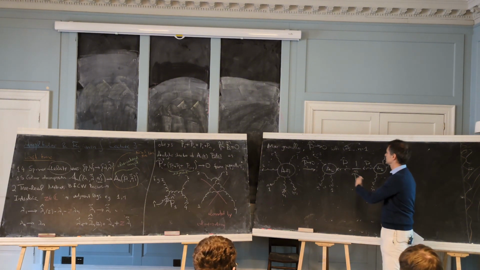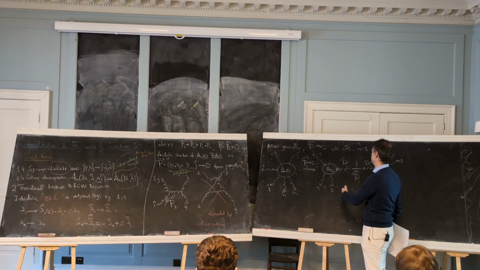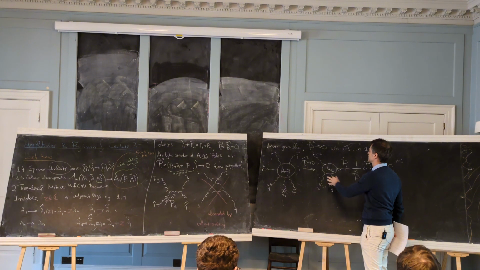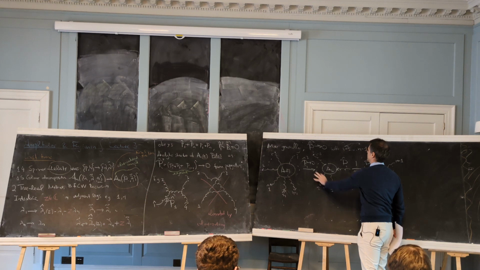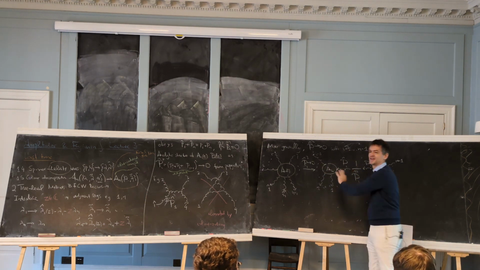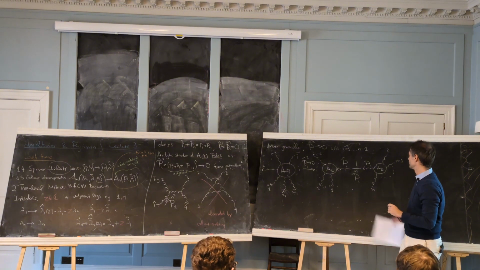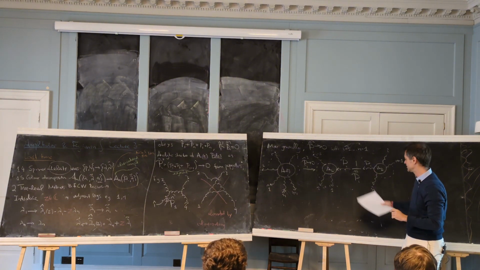What is slightly more involved, but one can also try to show, is that in this case the amplitude also factorizes. The Feynman diagrams conspire and factorize in this form so that you have left and right partial amplitudes with fewer legs on the left and the right hand side.